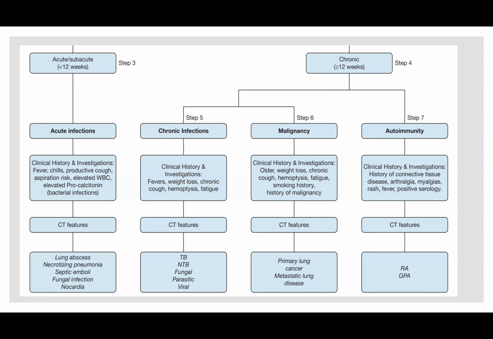In terms of chronic infections, more than 12 weeks, we've spoken about TB, non-tuberculous mycobacterial infections, some of the fungal, parasitic, and the viral causes.